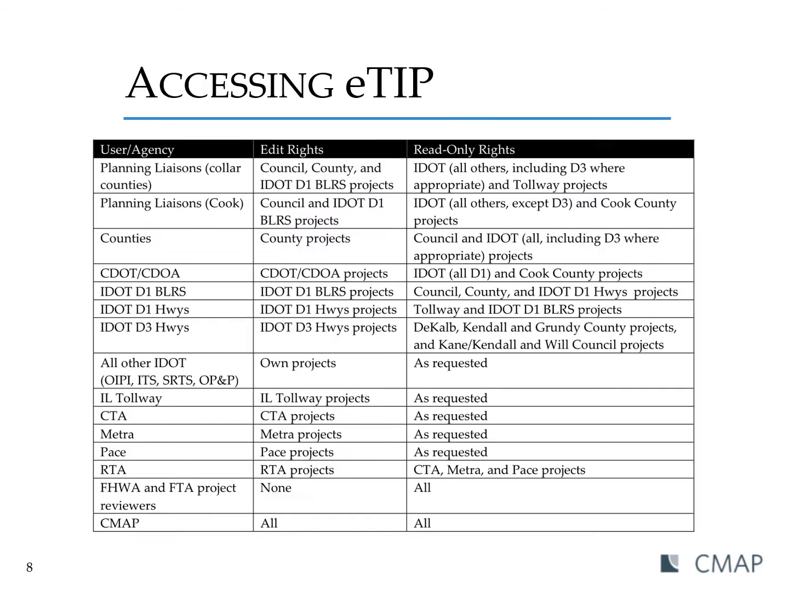The last slide of this section is a table out of the eTIP User Guide, Chapter 1. It shows edit and read-only rights by user or agency. When you're a new user, CMAP typically sets you up to edit and view just your agency's projects. Then as you become more familiar with the eTIP and the region's programming processes, we'll add other agencies as read-only to your user account.